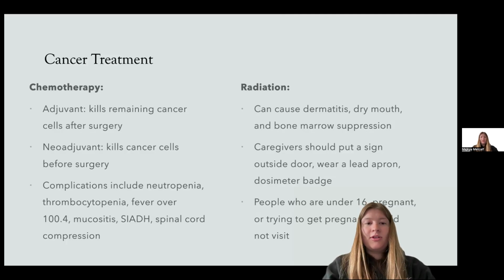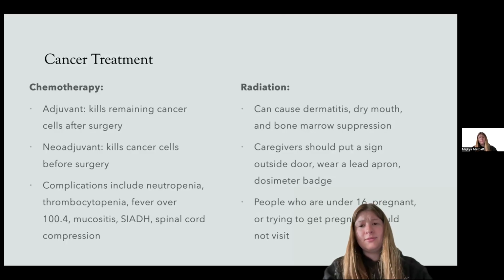Complications that you'll see with chemotherapy include neutropenia and thrombocytopenia, so we're going to see decreased cell counts. They might have a fever over 100.4. They might have inflammation of the mucous membranes, SIADH, so they might be holding on to a bunch of fluids. And then we may also see spinal cord compression.